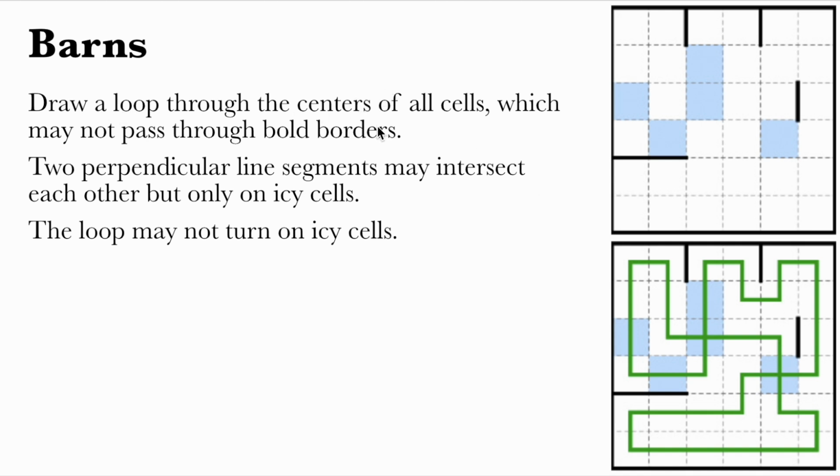Unlike a simple loop puzzle, there are some intersections here, which we'll get to next, because two perpendicular line segments may intersect each other, but only on icy cells. Icy cells are the blue cells in the grid, so those cells may have intersections. They're not required to. And the loop may not turn on icy cells. So thematically, once you walk onto the icy patch, you have to keep on slipping until you get to the other side of it. So when we have an intersection, it's never going to be two turning segments. They're both going straight through and across each other. Those are the rules of Barns, so it's time to solve a puzzle.